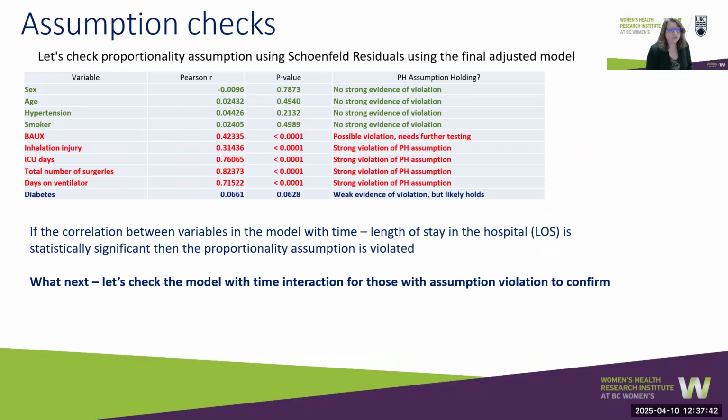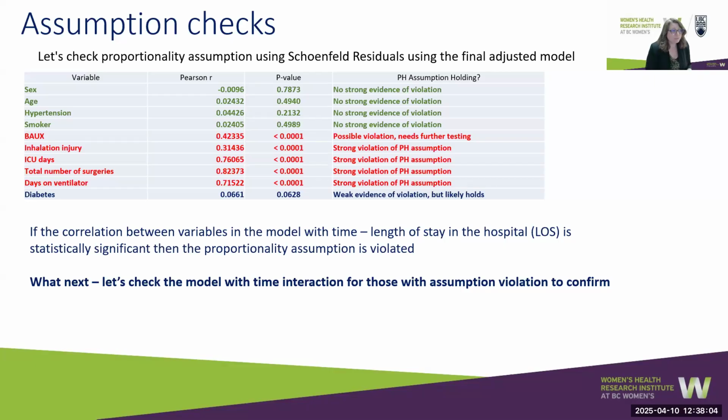We need to check the assumption. The main assumption for the Cox proportional hazard model is that our hazard is proportional. Basically, based on multiplication, it's increasing each time by the same multiplier.